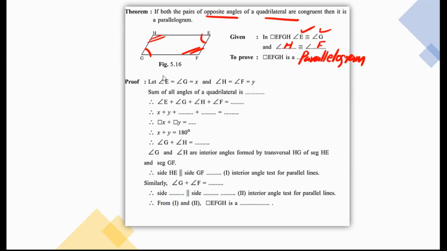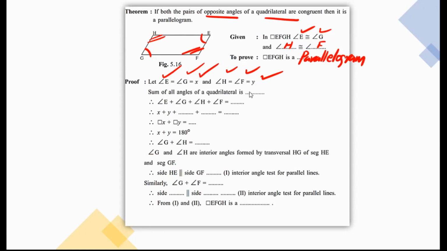चलो, here it is given angle E is equal to angle G because they are opposite angles. We know that, and angle H must be congruent to angle F. They are opposite angles of a parallelogram. So here opposite angles congruent हो गया, तो parallelogram prove करने के लिए जा रहा हूँ. In that case, we have to say that angle E and angle G are equal, and let us name it as X, and angle H is congruent to angle F, let us name it as Y.